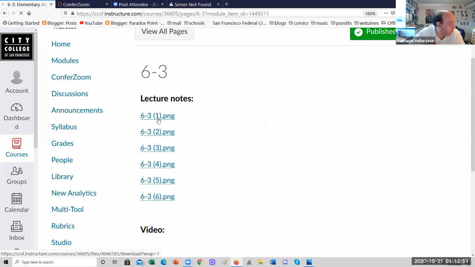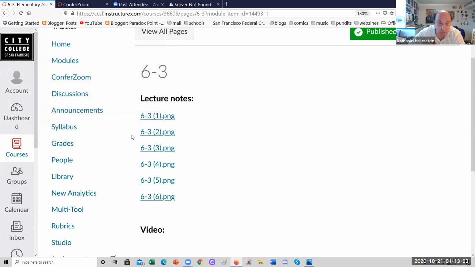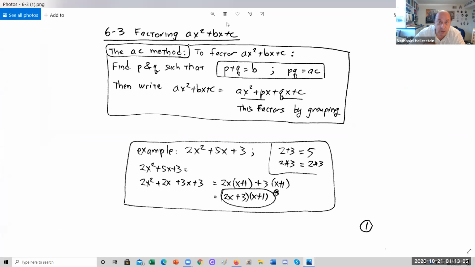Today we do some factoring, and as I mentioned before, we factor in order to solve equations, which we'll get to in a few sections. So here we're going to factor a quadratic, ax squared plus bx plus c. Before, we had a equal to 1, and we had this rule where p plus q equals b and p times q equals c.